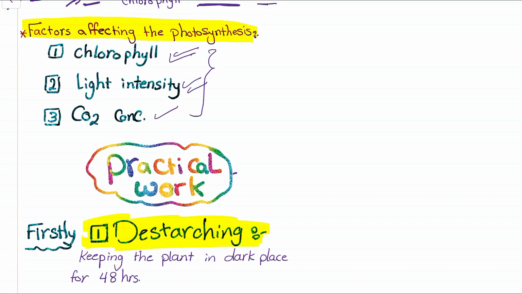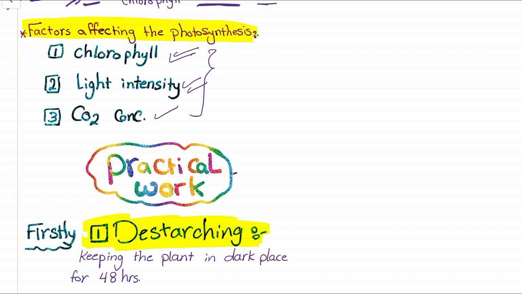Firstly, as I told you, photosynthesis is measured by the presence or absence of starch. So we can indicate whether photosynthesis takes place or not by the presence or absence of starch. If there is starch, it means photosynthesis is done. No starch, no photosynthesis at all.